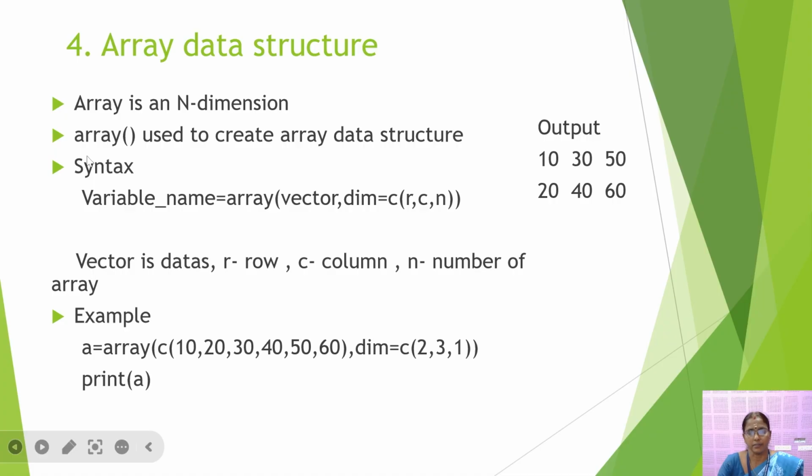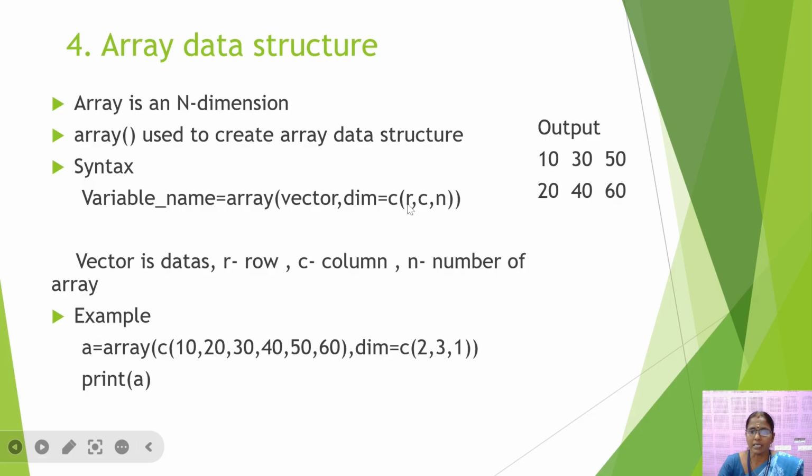Next, the fourth data structure is the array. An array is n-dimensional data. It may be in the form of 1-dimensional, 2-dimensional, 3-dimensional, depending upon your needs. The array function can be used to create an array data structure. The general syntax for declaring an array is: array is a function. The first argument is the vector, you represent the vector name, and then you represent the dimensions. The dimensions can be represented in vector format.